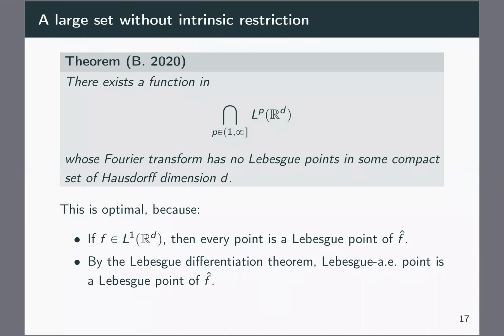So let me start by showing you this main theorem, claiming that we can find a function in the intersection of all L^p spaces for p strictly larger than 1, whose Fourier transform has no Lebesgue points in some compact set of full Hausdorff dimension d. So this is one function in all L^p spaces for p larger than 1.